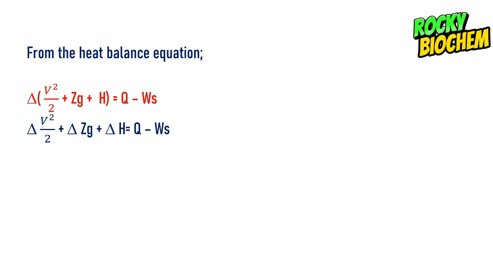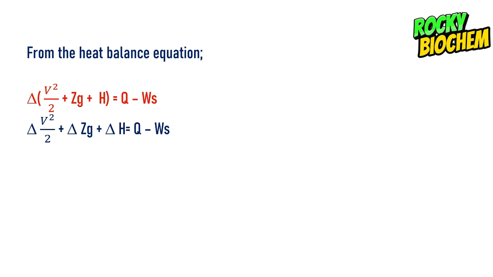When you expand the equation, we can see that it will be change in V squared over 2 plus change in Zg. The change symbol here should just enter the bracket. That is why I'm having change in V squared over 2 plus change in Z plus change in H, and it should be equal to Q minus Ws.